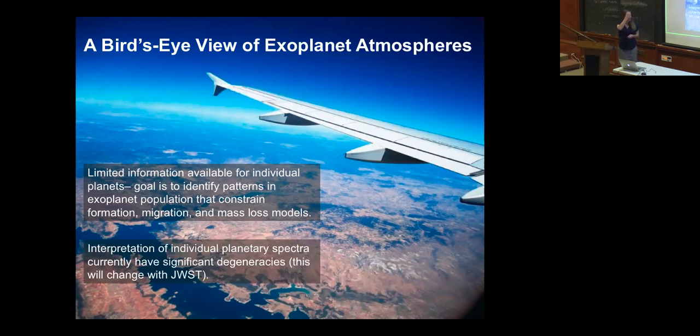But the key is that we're building up big ensembles of not so well constrained observations. And the nice caveat to that is that at least for transiting planets, we hope that that situation will change appreciably when JWST launches, that we'll be in a situation where we can make actual well-constrained inferences about individual planets with the beautiful spectra from James Webb.